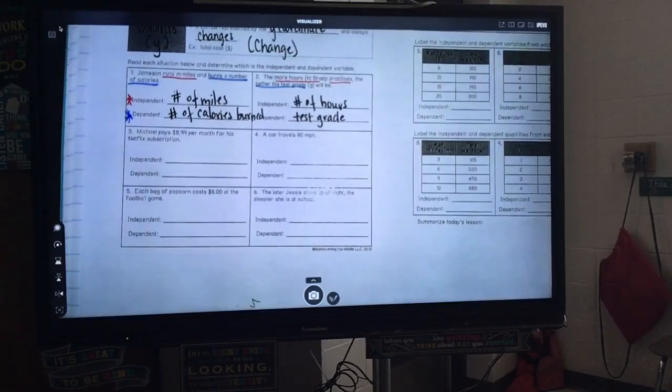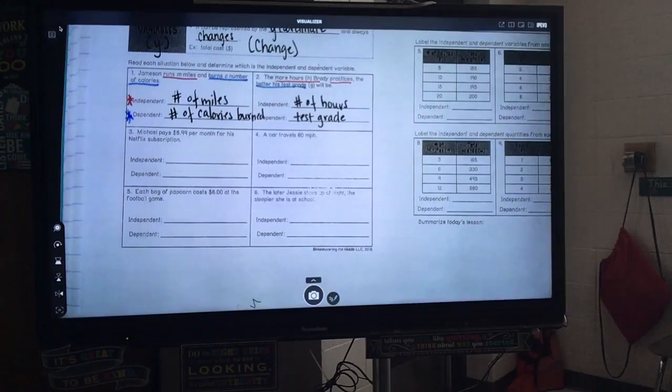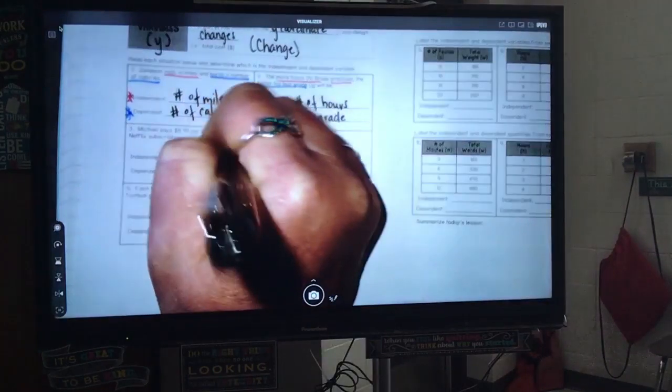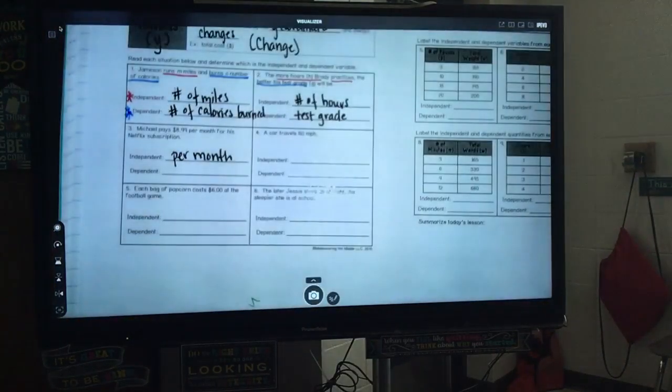Alright, number 3, Michael pays $8.99 per month for his Netflix subscription. Right, so what is the independent in this one? What do you think, Camden? No, not $8.99, but what does the $8.99 represent? How much he pays per month. Okay, so per month is our independent, and then what is our dependent?